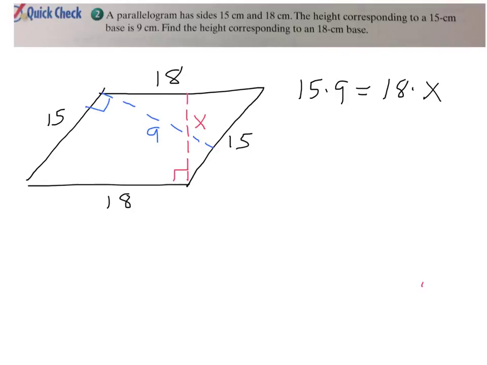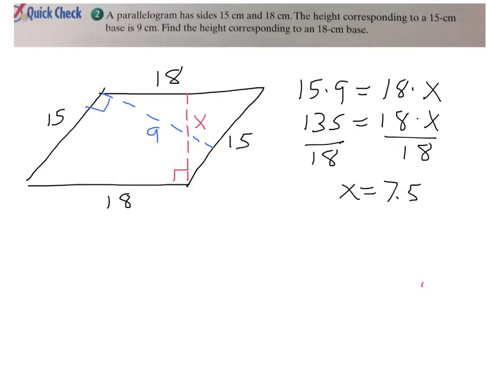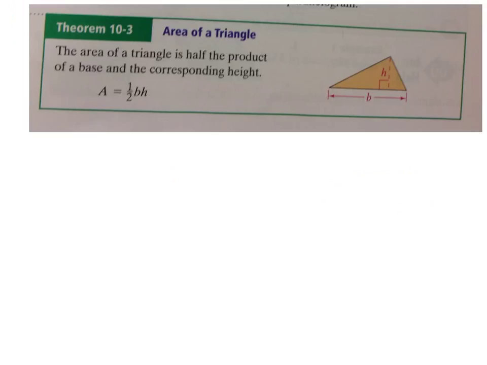Well, 15 times 9 is 135. And that's got to equal 18x. Now you're going to divide both sides by 18, and you get x to be 7.5. So the height corresponding to the 18 side is 7.5.